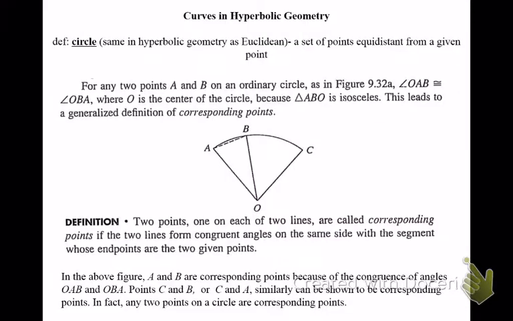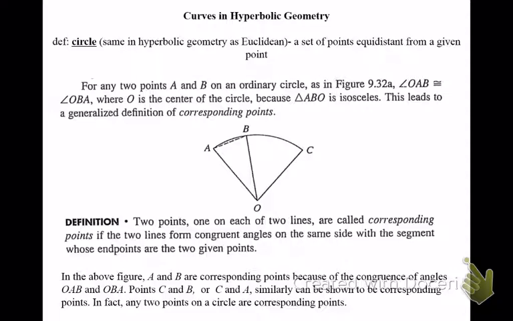Now we're going to talk about curves in hyperbolic geometry. There's a few homework questions over this section, so we'll talk through it and go from there. So, curves in hyperbolic geometry. We have a definition. Circle: it's the same in hyperbolic geometry as Euclidean. The set of all points equidistant from a given point.